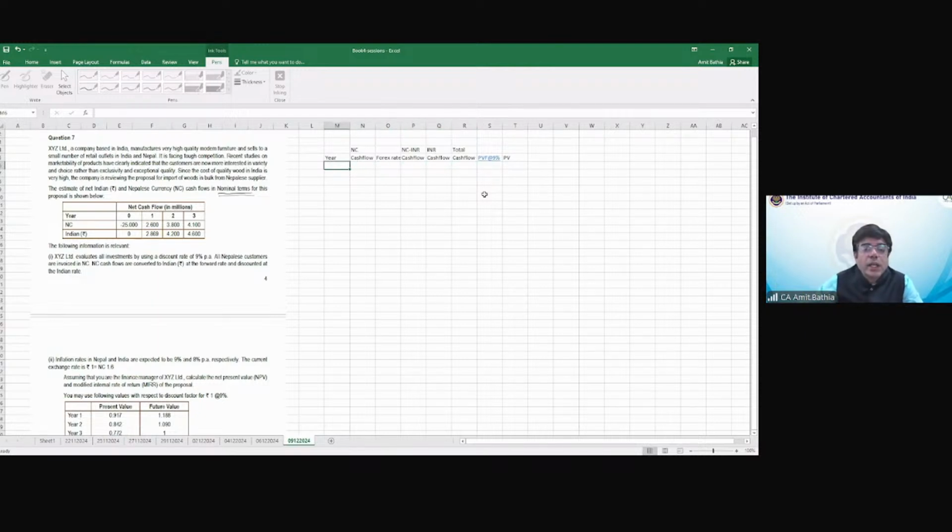So what is my objective? My objective is, first of all, get the Nepali currency cash flow, use the forex rate, convert that into INR, which is already being mentioned to us in the information itself, right? Then I need to discount this at 9%.